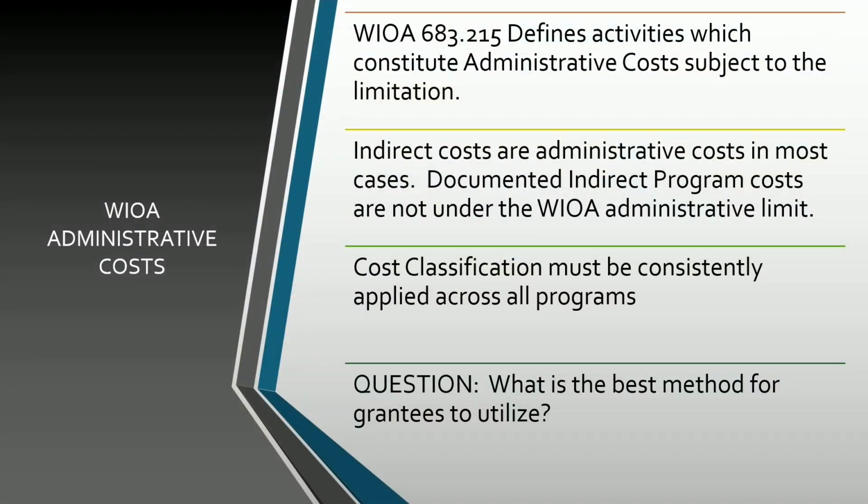683 talks about what is admin. Those are admin that are subject to costs. That's the list of allowable admin activities. Indirect costs are admin costs in probably 99.99999%. It's not 100% because there are some indirect costs that are programmatic, that are maybe put in the pool.